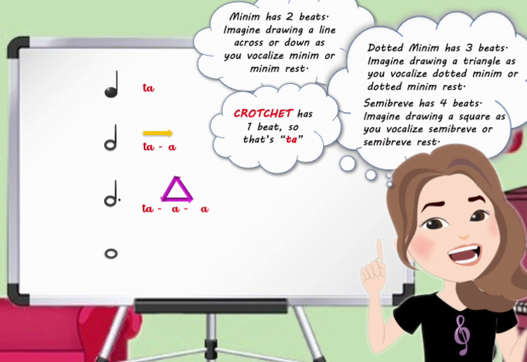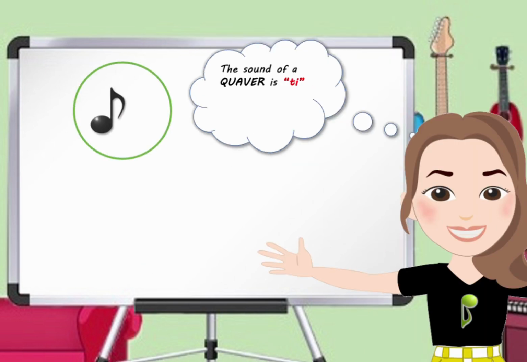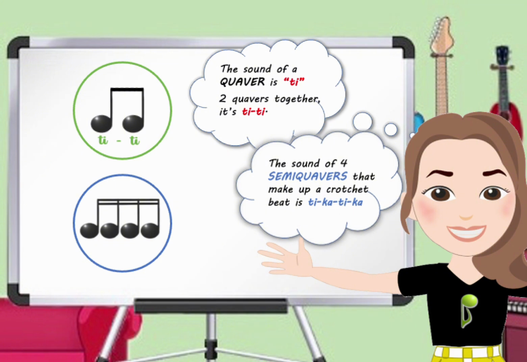Semibreve has 4 beats. Imagine drawing a square as you vocalize semibreve or semibreve rest. Ta, ah, ah, ah. The sound of a quaver is ti. 2 quavers together, it's ti-ti. The sound of 4 semiquavers that make up a crotchet beat is tika tika.